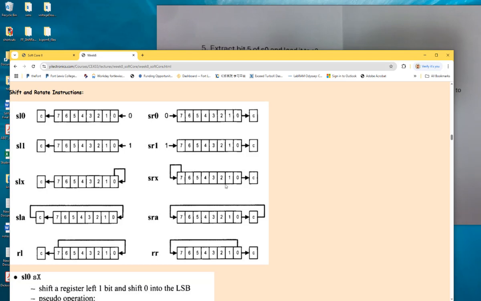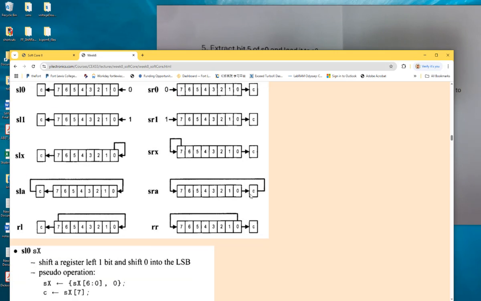Then if you do an SRA, what's going to happen? It's going to take the last bit, C goes to the MSB. Could you combine them, or maybe just use one of them, or combine them, whatever? What do you think?